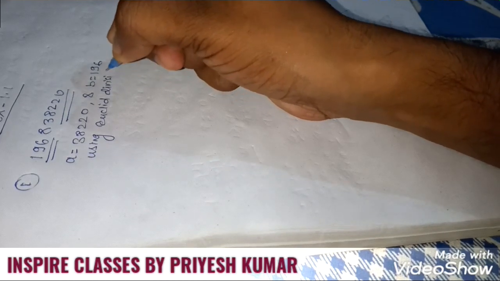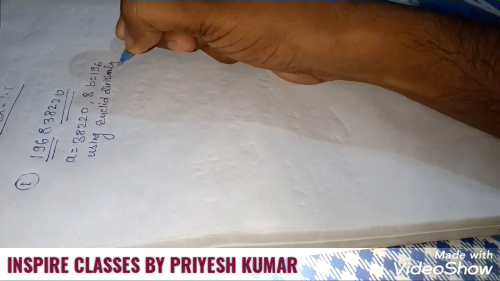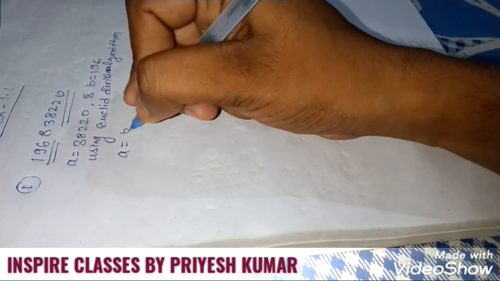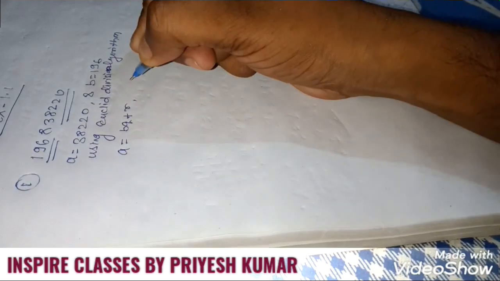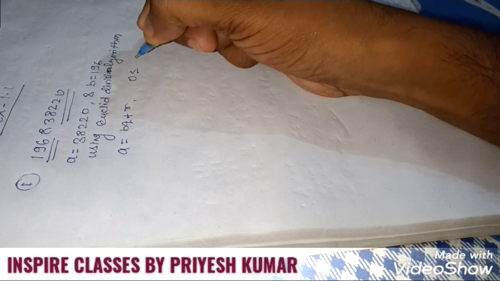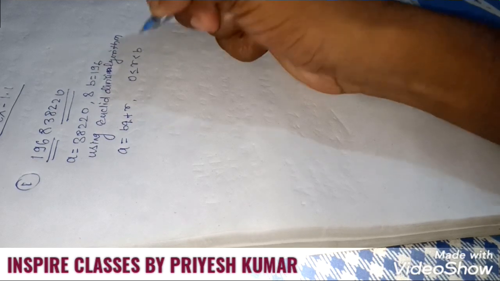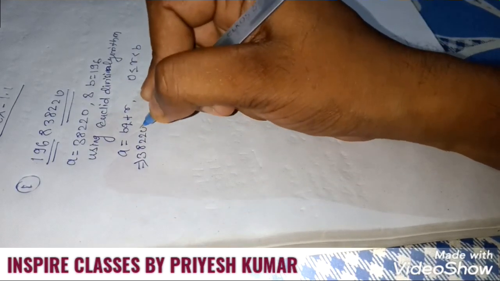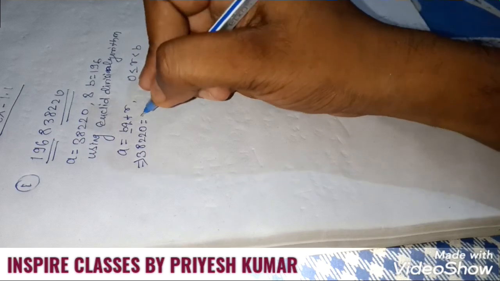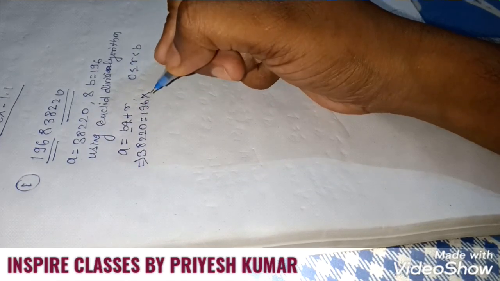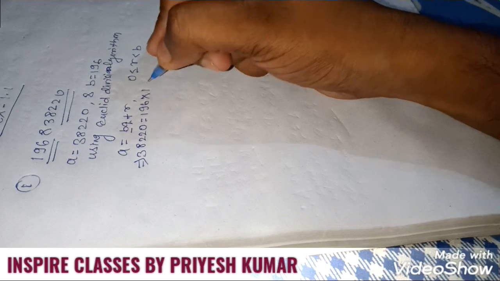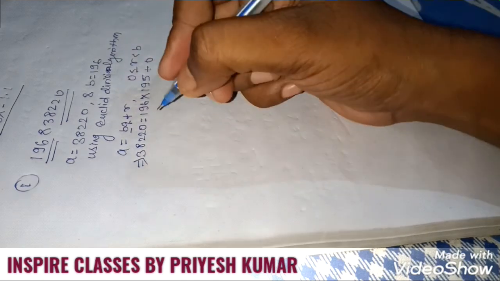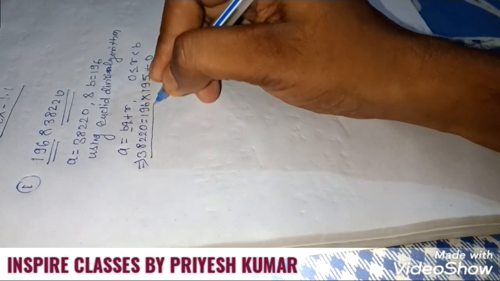division algorithm, we will write the expression that will be A is equal to BQ plus R, where the value of R will lie between 0 and B. Now putting the value of A and B, 38220, the value of B will be 196 and it will be divided by 196, 195 times plus the remainder will be 0. In that step the remainder will be 0.